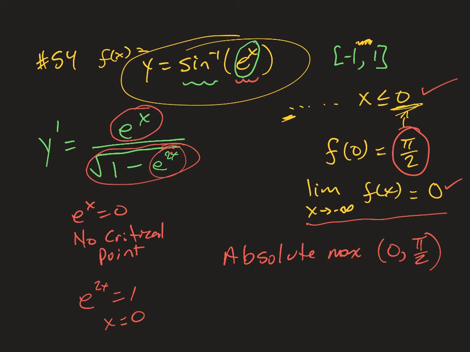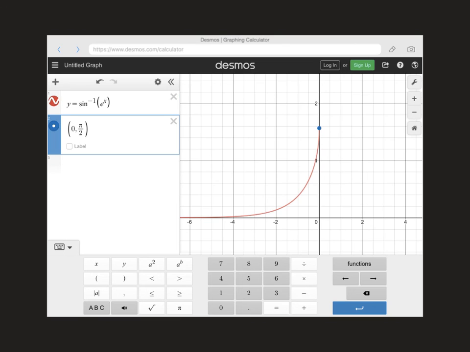Take a look at this graph. So here I've entered in our function, the inverse sine of e to the x. And notice that the things that we found are actually true here. So this point right here, that's the 0, pi over 2 that we talked about. Notice that there's no function over here anywhere, because this function is not defined for x values that are greater than 0. So we have this y value at 0, pi over 2, and then all of the other y values, which are this red curve here, right?